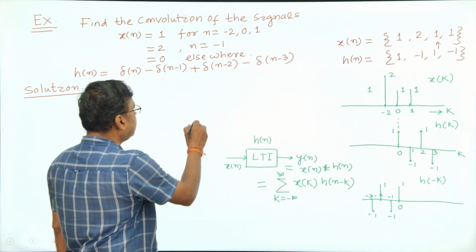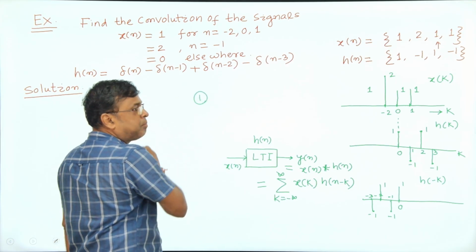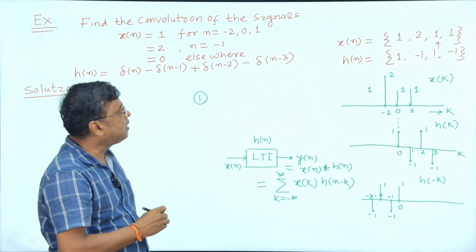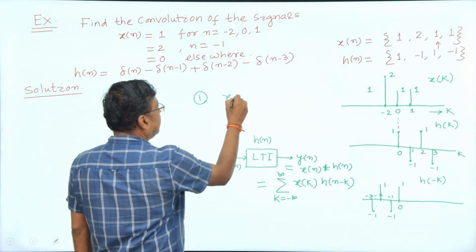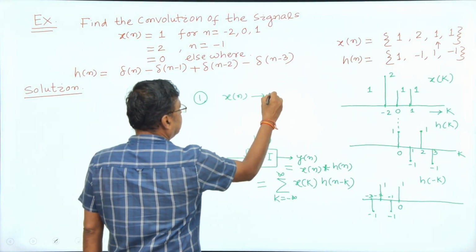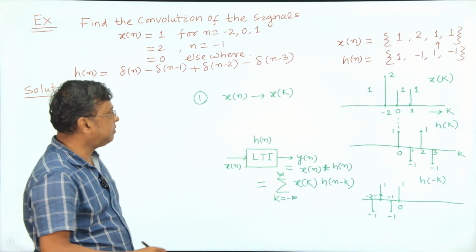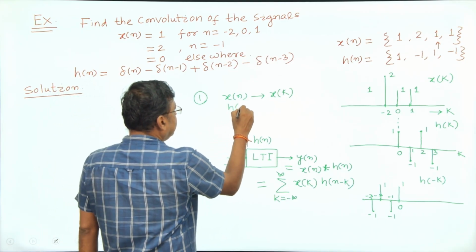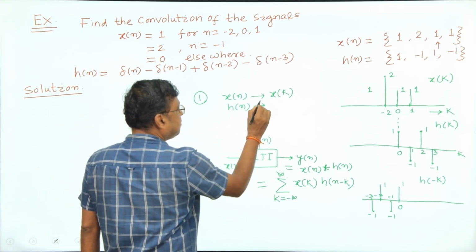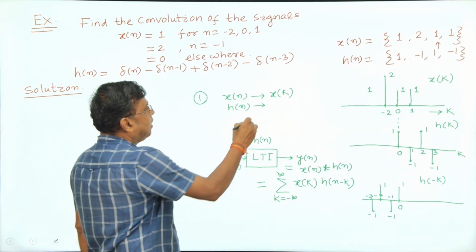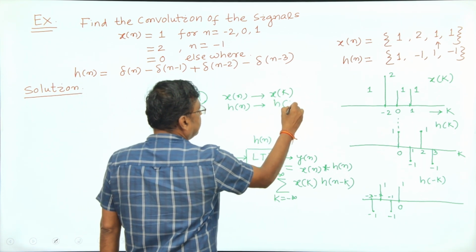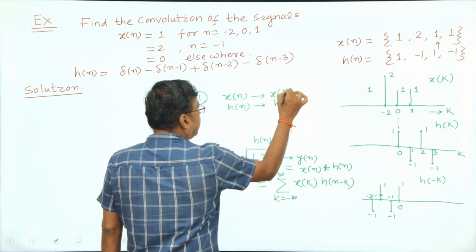First procedure, as I already told you in the previous class: if x of n is given, then find x of k. Simply n can be replaced by k. Then h of n is given, that is your impulse response, and h of n becomes h of k. Then x of k is fixed.